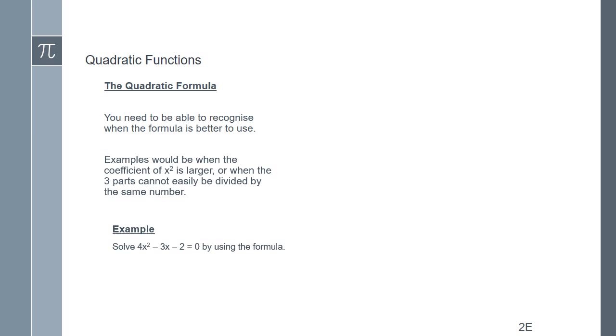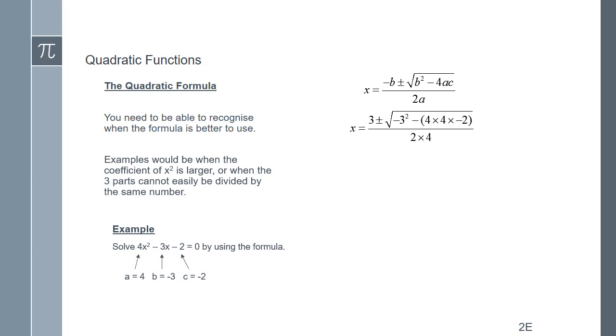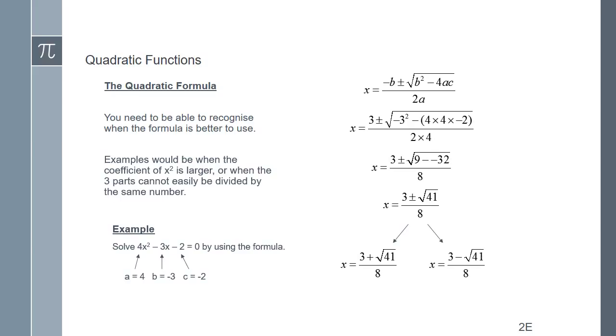So solve 4x squared minus 3x minus 2 is equal to 0 by using the formula. First step in any question is to write the formula you're using down, and then a is 4, b is minus 3, c is minus 2. Substitute those values into the formula and then evaluate. So x is either 3 plus root 41 over 8 or 3 minus root 41 over 8.